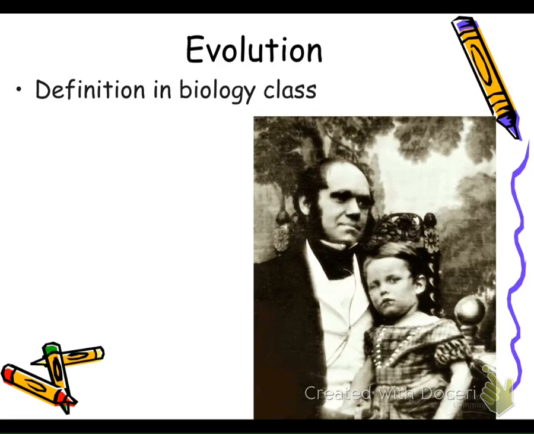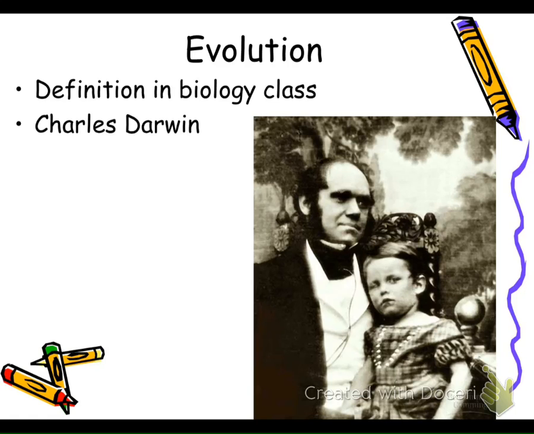Now, let's go to evolution. In biology, we use mostly one definition, which is basically just the idea that evolution is a change over time. And that's all it is. We have to remember that evolution doesn't go with just one organism, but it has to be a change over time within a large species.